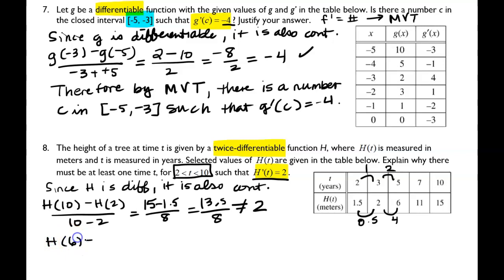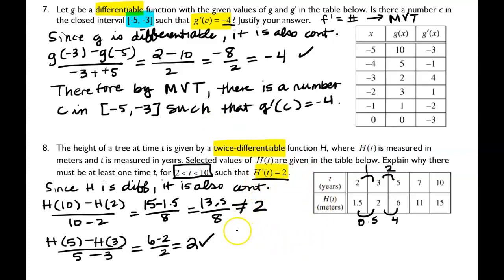H of 6 minus, or sorry, not h of 6, h of 5, my y value is 6, minus h of 3 over 5 minus 3 equals 6 minus 2 over 2, which is 4 over 2, which is 2. And so that does check out with the value we were given.